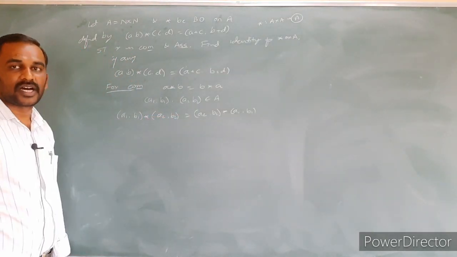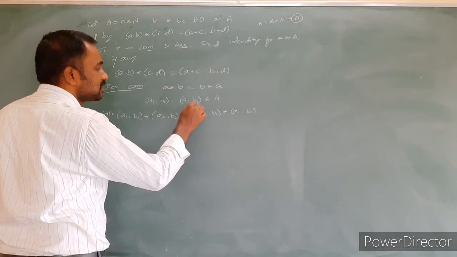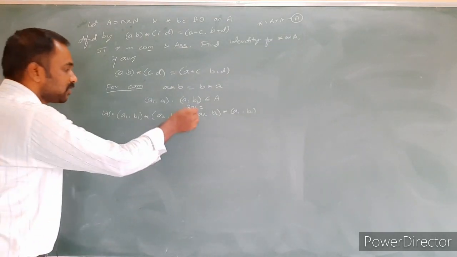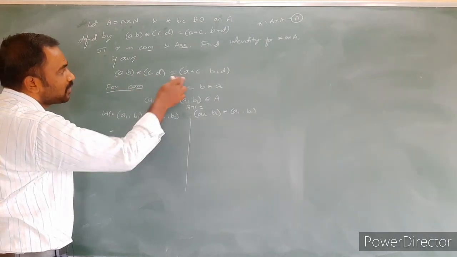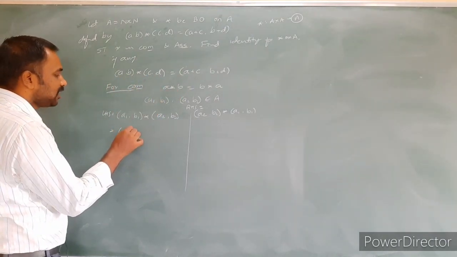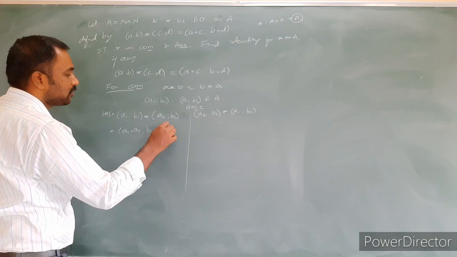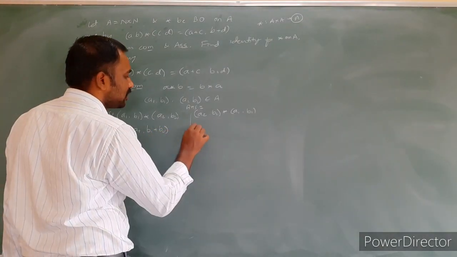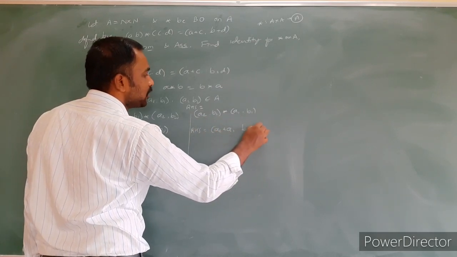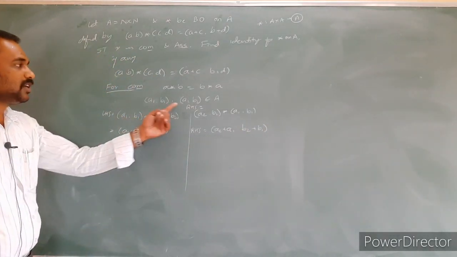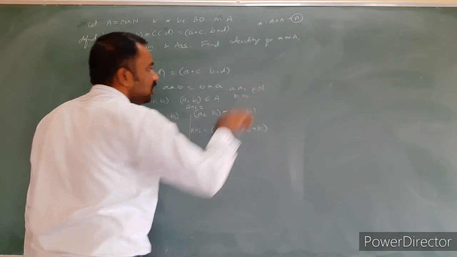We have to check whether LHS is equal to RHS or not. I consider this the LHS part and this the RHS part, and simplify the LHS and the RHS separately. LHS: adding the first elements and the second elements, we get (a1 plus a2, b1 plus b2). This is the LHS part. Similarly the RHS part: first element a2 plus a1, comma b2 plus b1, provided that a1, a2, b1, b2 are all natural numbers.